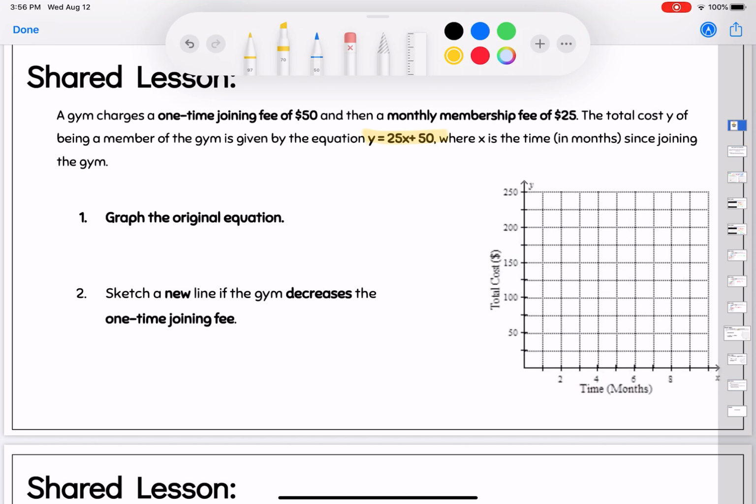All right. So first of all, it says to graph the original equation. So we're going to graph this equation right here. So again, one-time joining fee. So we start at positive 50.